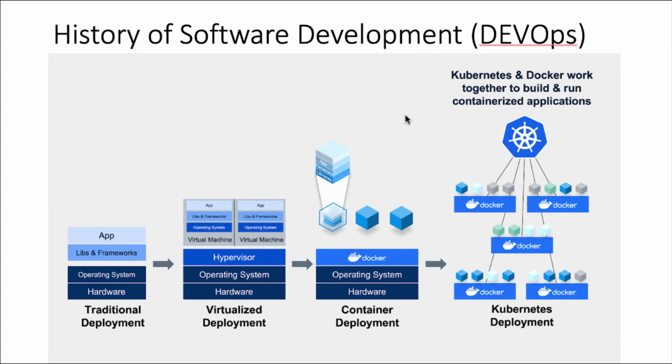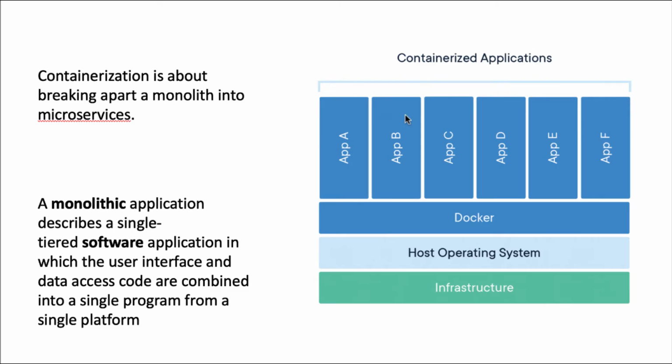The history of software development has been very rough. It started out with just traditional deployment on one system, and then we moved on to virtualized deployments in different VMs, and then containers came about. But Kubernetes came in to solve the problem of container scaling, because containers couldn't really scale as well. That's in Docker. So Kubernetes works in conjunction with Docker to make this scaling problem a thing of the past.